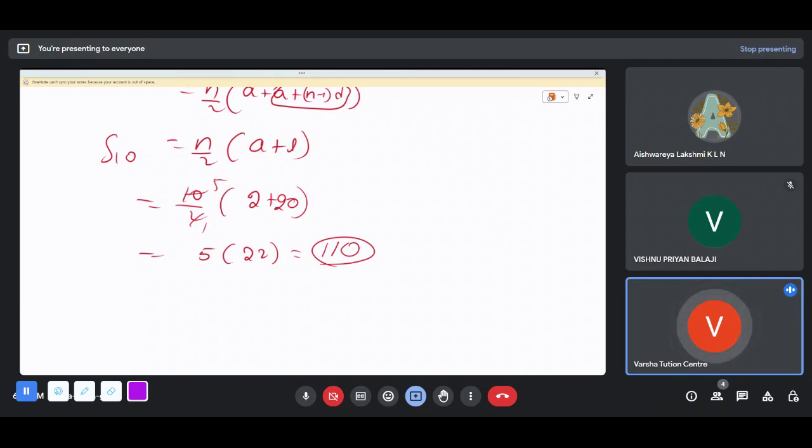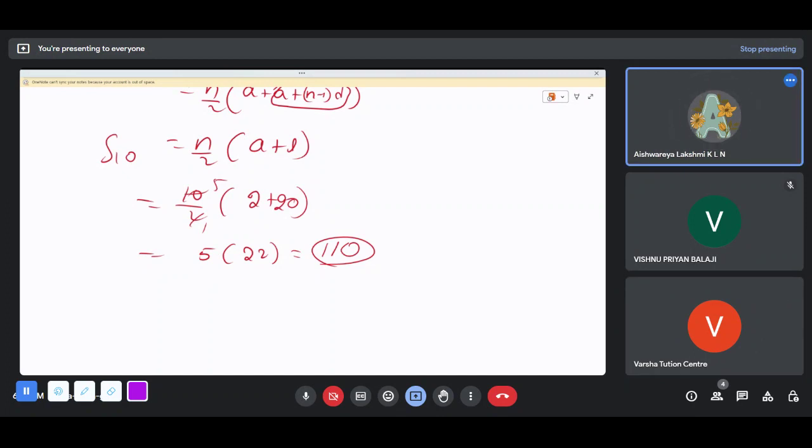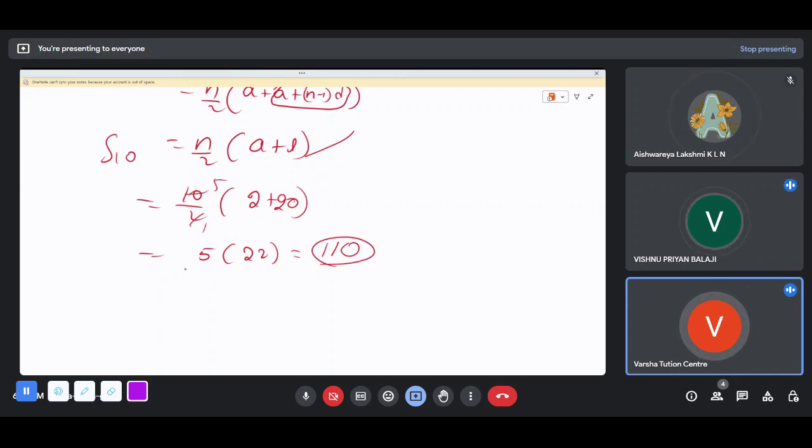No, sir, clear. This formula also you are able to understand, right? Yes, sir. What is the Sn formula? n by 2 into (a plus L). Another formula: what is the original formula? n by 2 into (2a plus (n minus 1) into d). This you will use every time.